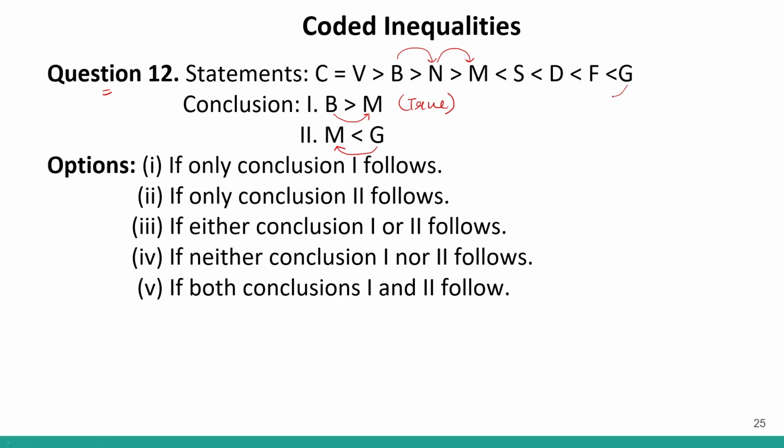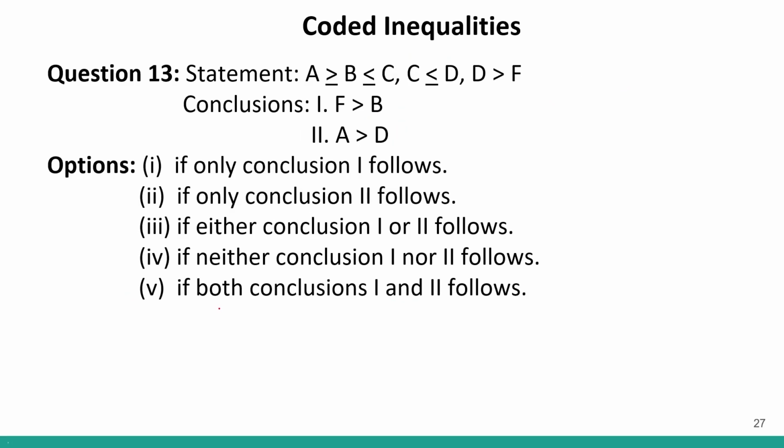Over here, I can see G is greater than F, F is greater than D, D is greater than S, and S is greater than M. So I can easily proceed from G to M. That means this is also true. So my answer will be that both conclusions 1 and 2 follow. Therefore, my answer will be option number 5. Correct?